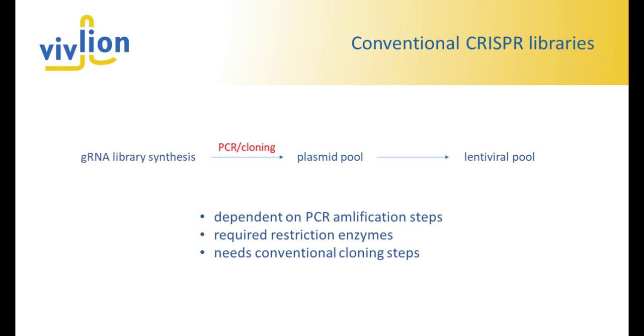And by sequencing, we will only look at the part that we are really interested in. So we will not sequence, for example, all the artifacts that are in the plasmid pool as well. What I'm trying to say is that conventional technologies as of today depend on PCR amplification steps. They do require restriction enzymes because we have to open our plasmid. And as I said, they need conventional cloning steps until we get our plasmid pool, of which we then later generate our lentiviral pool for the actual experiment.